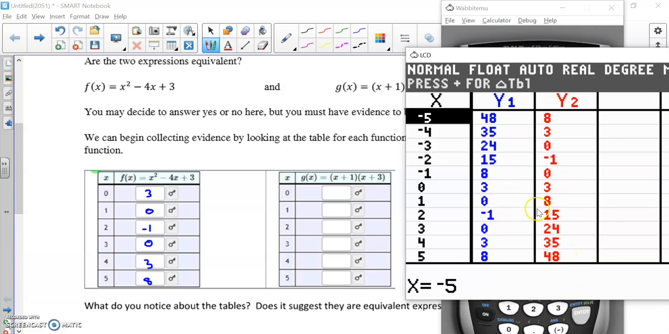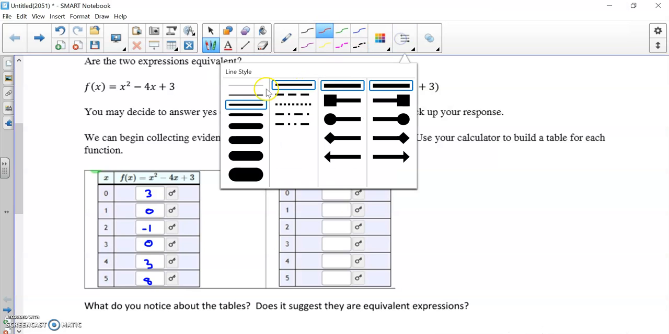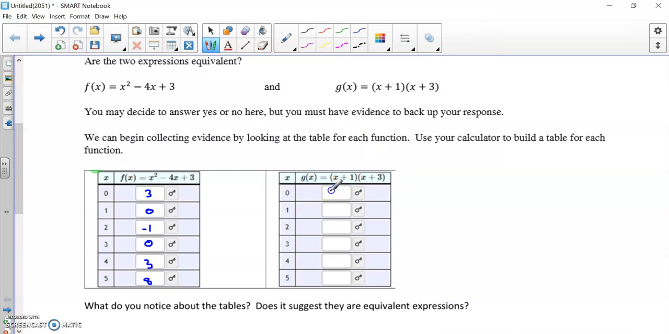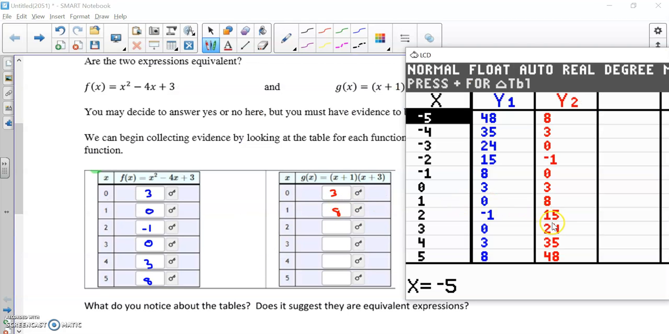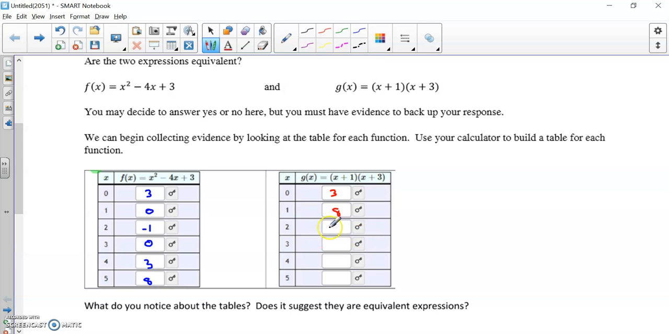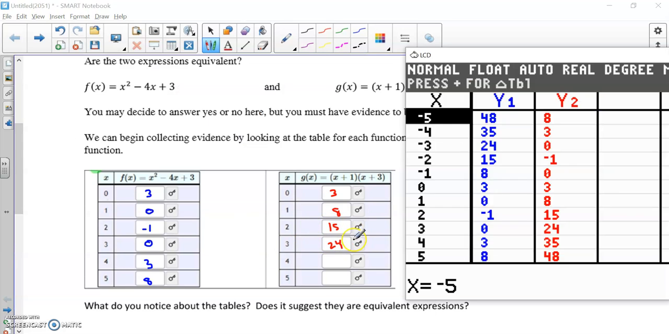So obviously the tables are different. That's something you want to note right off the bat. So let's go ahead and get that table down. 3, 8, 15, 24, I think it was 35, yeah.